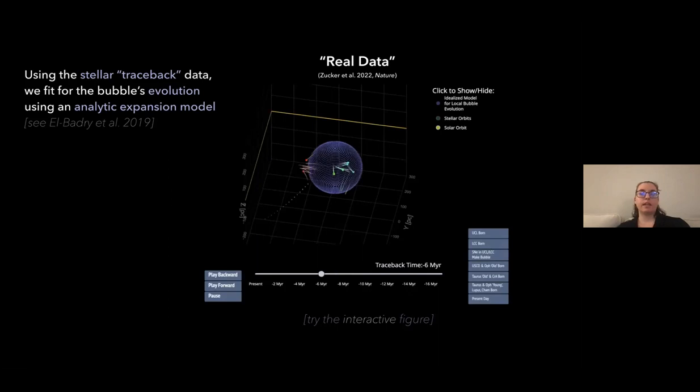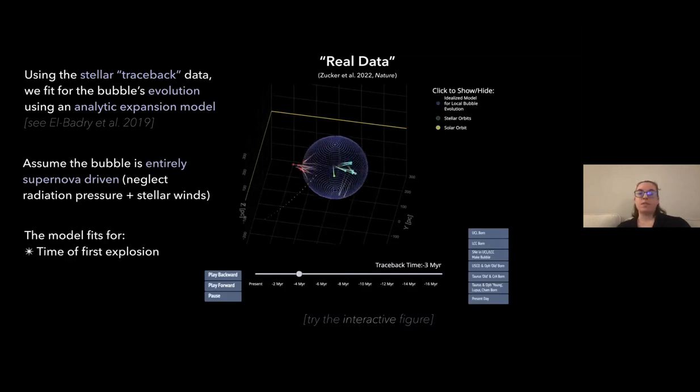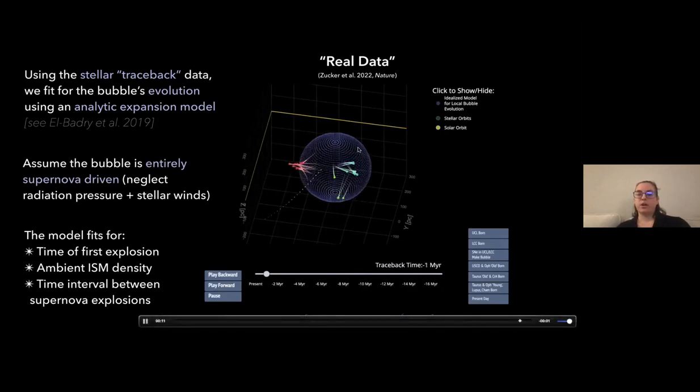And so what we do is we adopt an analytic expansion model from El-Badry et al. 2019. And that model assumes that the local bubble is entirely supernova driven. So we're neglecting any effects from radiation pressure or stellar winds. But basically our model fits for the time of the first explosion. We fit for the ambient density of the ISM when the first supernova went off. And then we also fit for the time interval between the supernova explosions. And so just to emphasize, it's the spherical shell expansion model. So it's a very simple model for how the bubble evolved over time, but you can see as it expands, you see these little clusters that are forming on the surface. So I want to walk through that evolution in more detail.